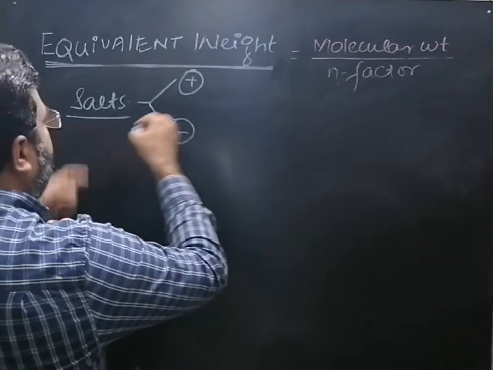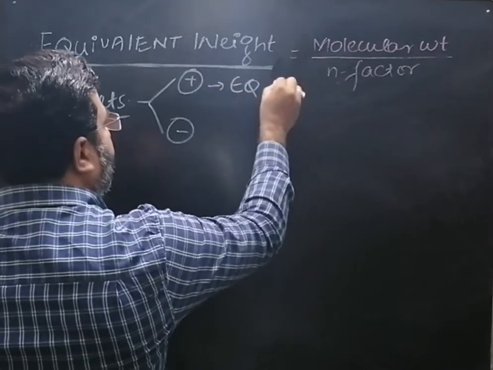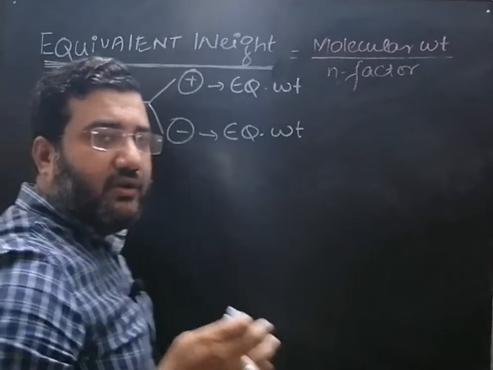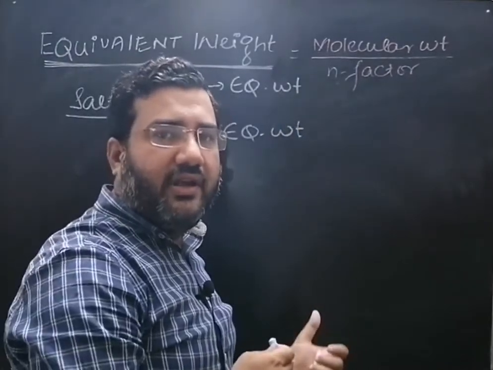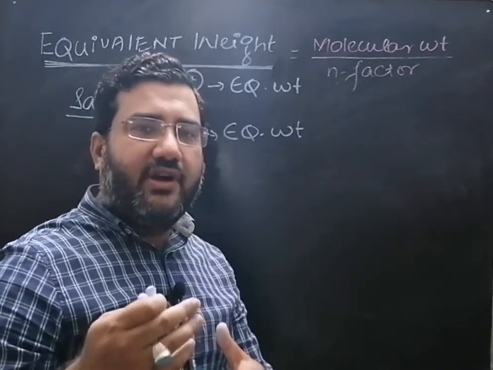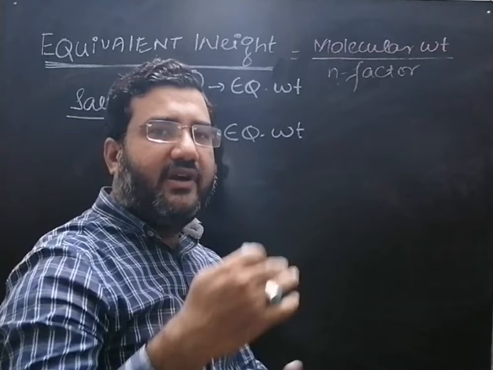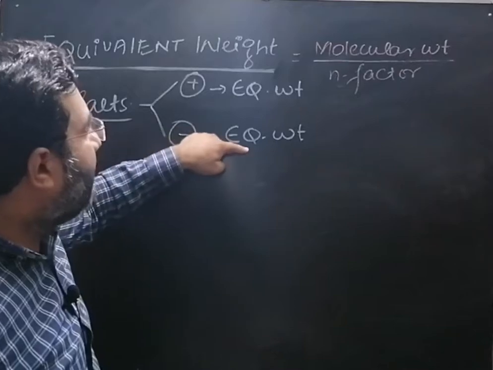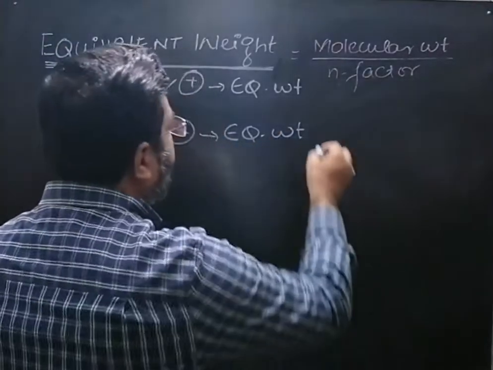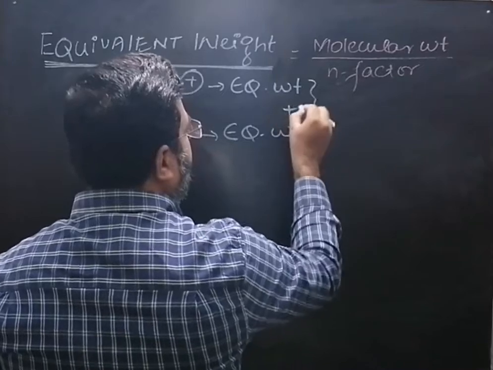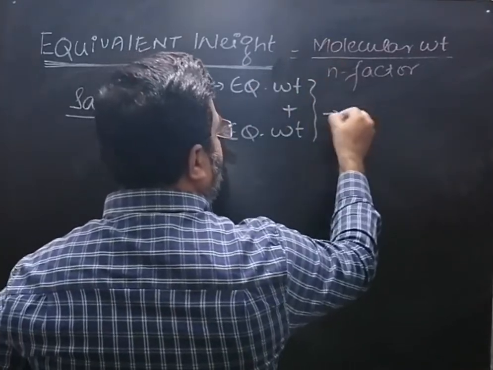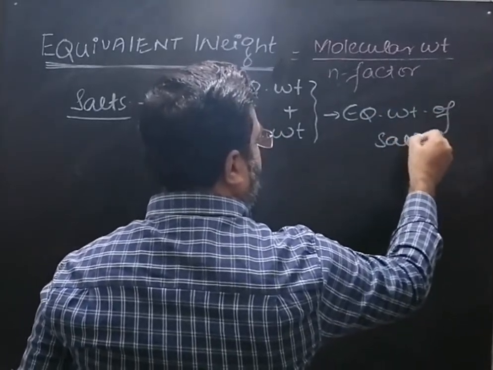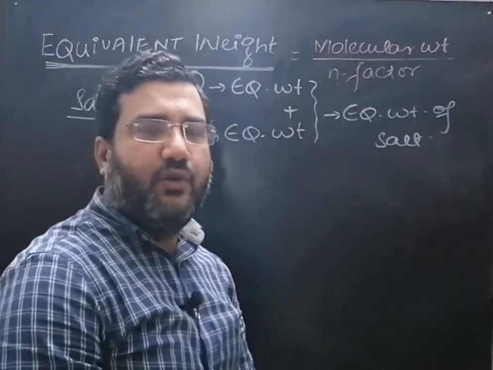The first is that you will calculate the equivalent weight of the cation separately and the equivalent weight of the anion separately. How the equivalent weight of an ion is calculated, I have already told you: the equivalent weight of any ion is equal to its molecular weight divided by its charge. So you will find the equivalent weight of the cation and the anion separately, and then you will add both. That will be equal to the equivalent weight of that salt. This is the first way to find the equivalent weight of a salt.